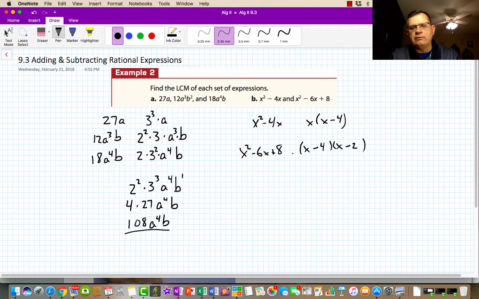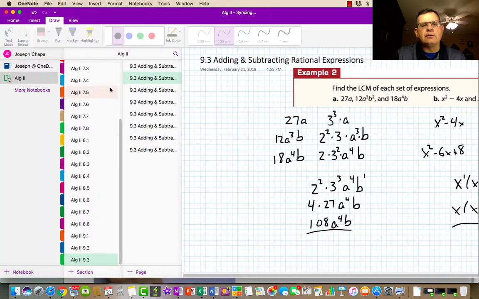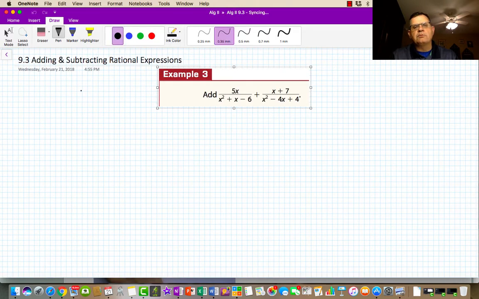There's an x to the 1, and there's an x to the 0 here, so you take x to the 1. Remember, x to the 0 is just a 1, so it's invisible, anything to the 0. (x minus 4) to the 1, (x minus 4) to the 1, so we get (x minus 4) to the 1. Then (x minus 2) to the 1, up here is (x minus 2) to the 0, so we take (x minus 2) to the 1. And so it's x times (x minus 4) times (x minus 2). And that's the lowest common multiple of those two expressions. That'll help us find the common denominator as we add and subtract these expressions.